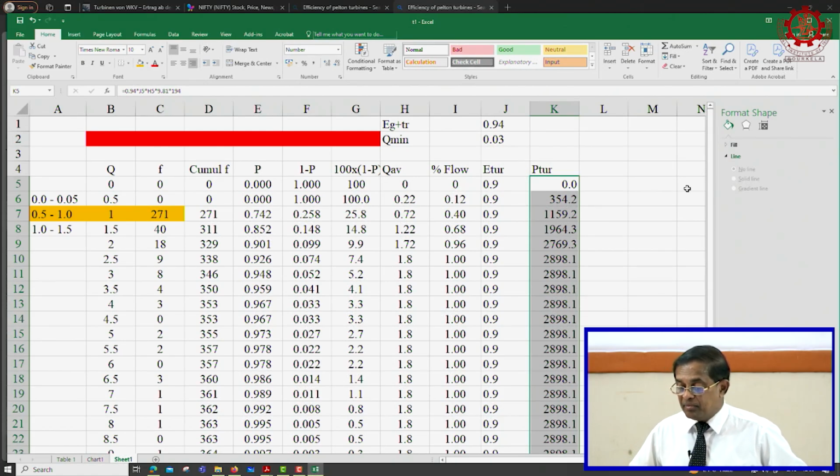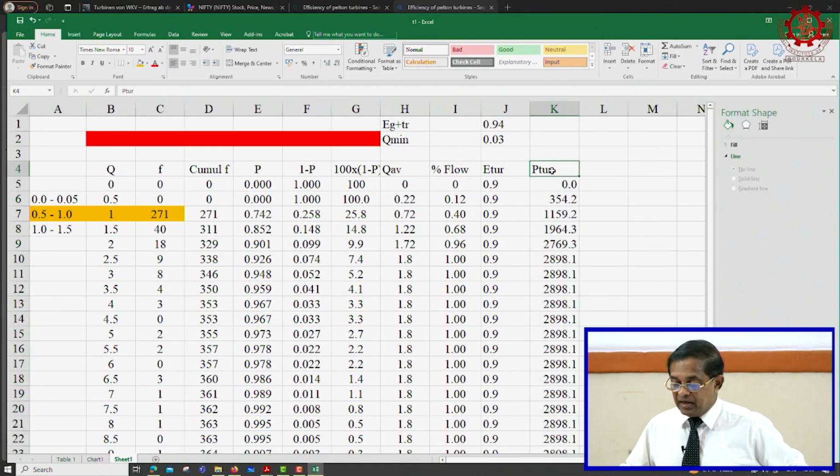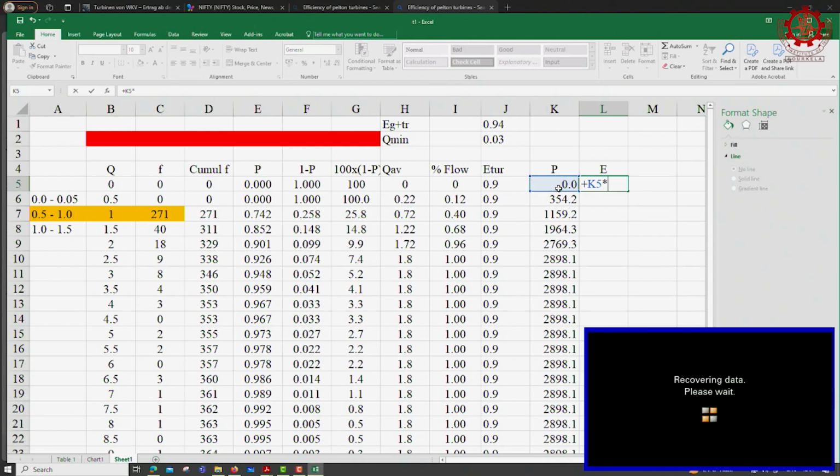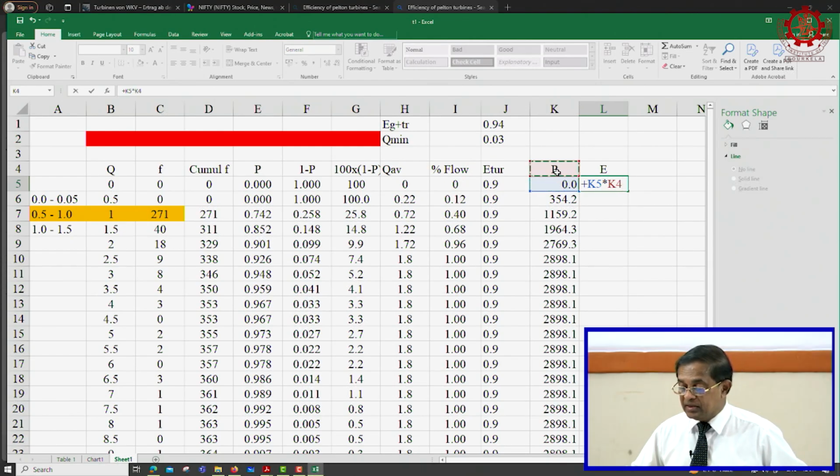Okay, so this is the turbine. It is not really the turbine, it is really the P output, because we have already included the efficiency of the generator and the transformer. It is the power output at the terminals of the transformer. And then we can calculate the energy for each day, that is power into time. Power is in kilowatts.